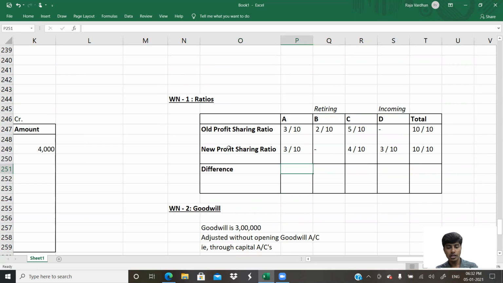Come on, let's see the difference. 3 by 10 is what A had before. 3 by 10 is what he has after. Has he lost anything? No. He has neither gained nor lost. He's all happy. What about B? B had 2 by 10. Now he's not having anything. So B is losing his 2 by 10. Do you agree with me?